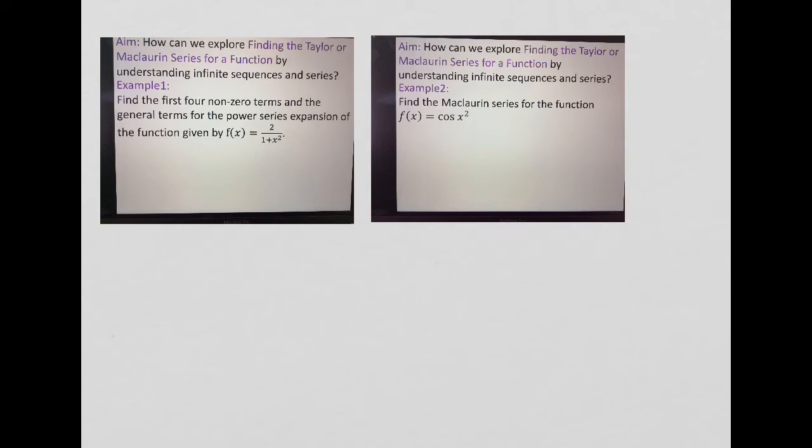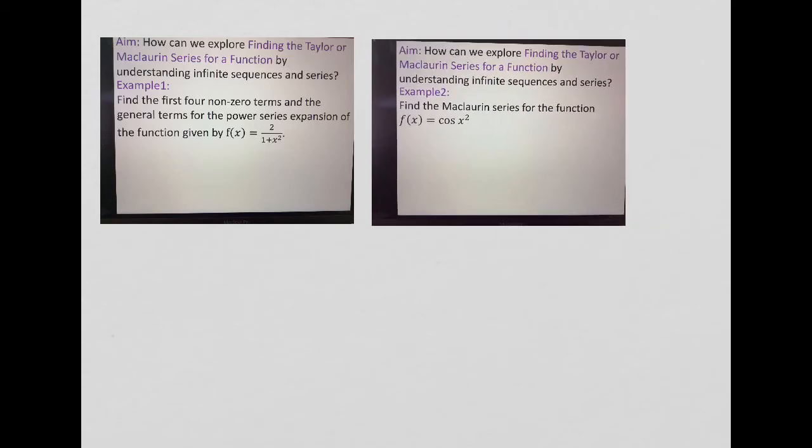So in example 1, it says to find the first 4 non-zero terms and the general term for the power series expansion of the function given by f of x equals 2 over 1 plus x squared. But Miss Felicity, that's not e to the x. Yep, there's no e to the x there. That's not sine of x. Nope. Cosine of x? Nope. So where are you coming up with this?